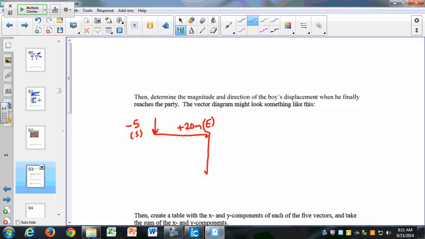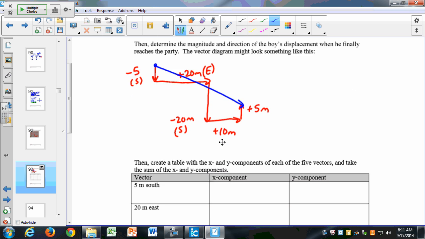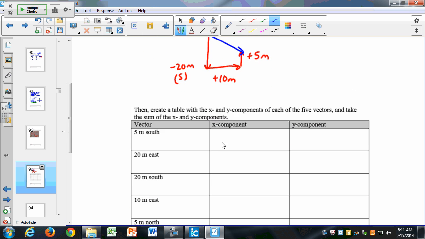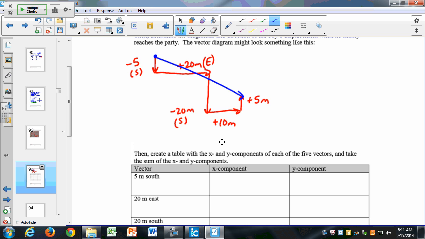And I have minus 20 meters, negative because it's south. And then plus 10 meters, and then plus 5 meters, positive because it's north. So our resultant vector will start here and go in that direction. These are all on axis, so it's pretty simple. I can find my x and y components for each of these.